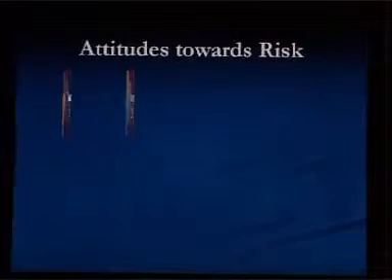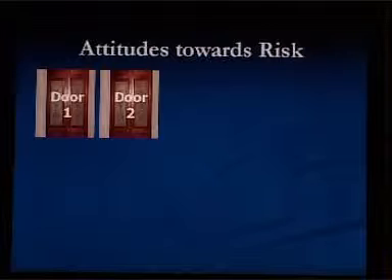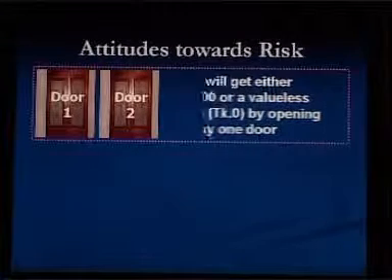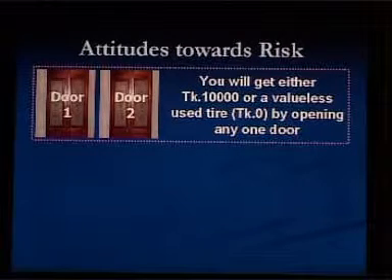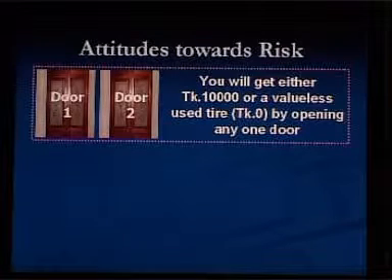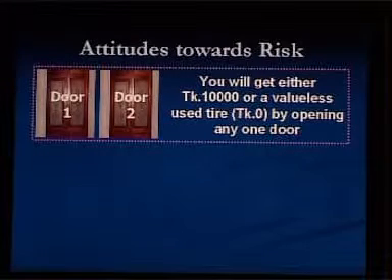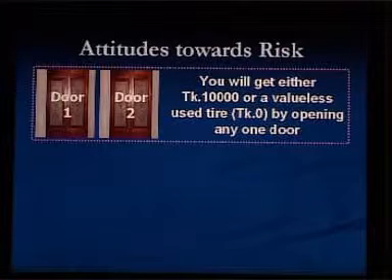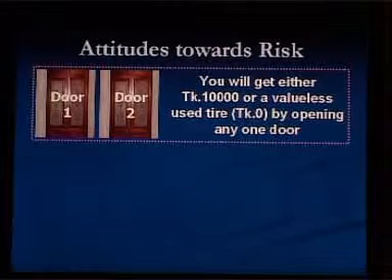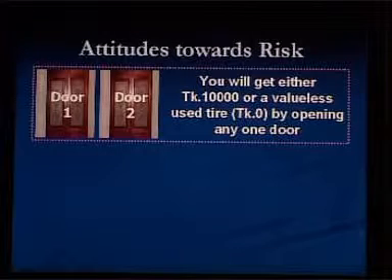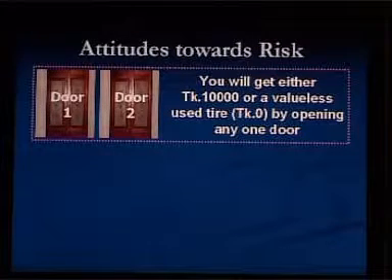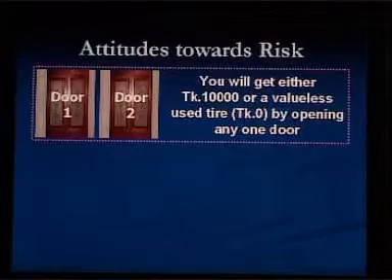Now, the question is, what is the attitude of investors to the different levels of risk? We can see one television game show here. In this television game, think there are two doors and you will get either taka 10,000 or a valueless used tire, that means taka 0, by opening any one door. So, this is very uncertain for you. So, you will either get taka 10,000 or get 0 by opening any one door.